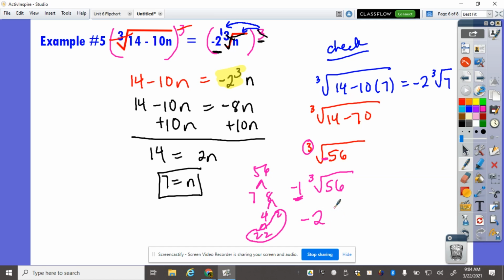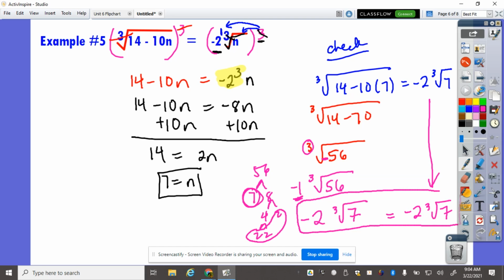That makes it negative 2 cube root of how much? How much is left here? 7. Then drop this down here. Are they equal, guys? Yes, they are equal. It's a true statement. So therefore, n equals 7 is correct. Okay.